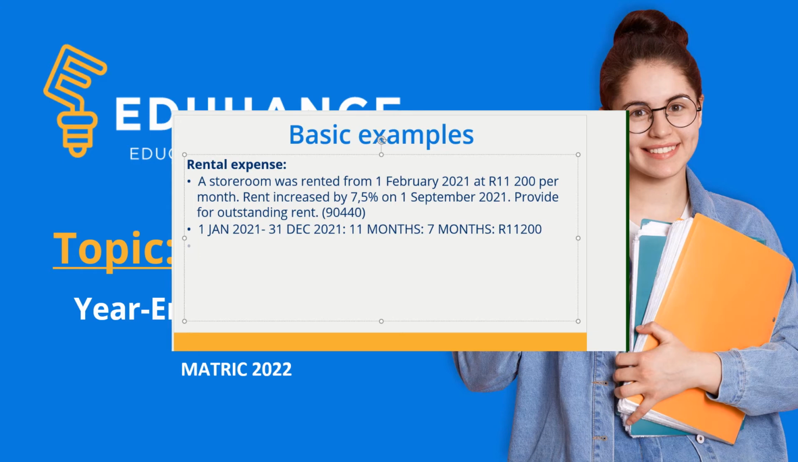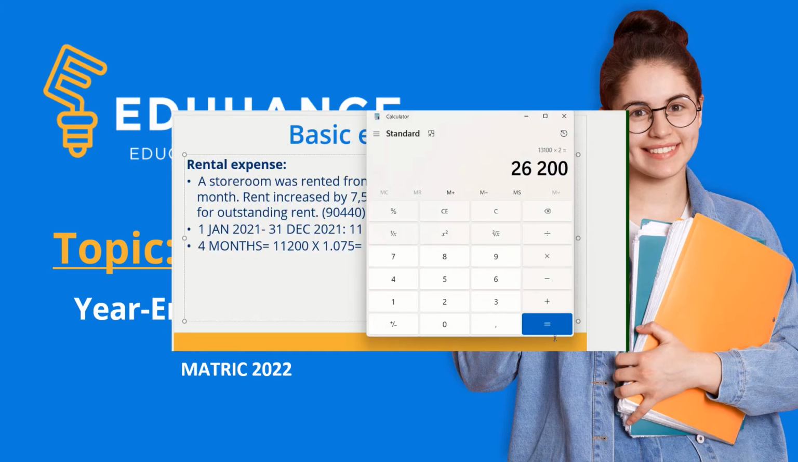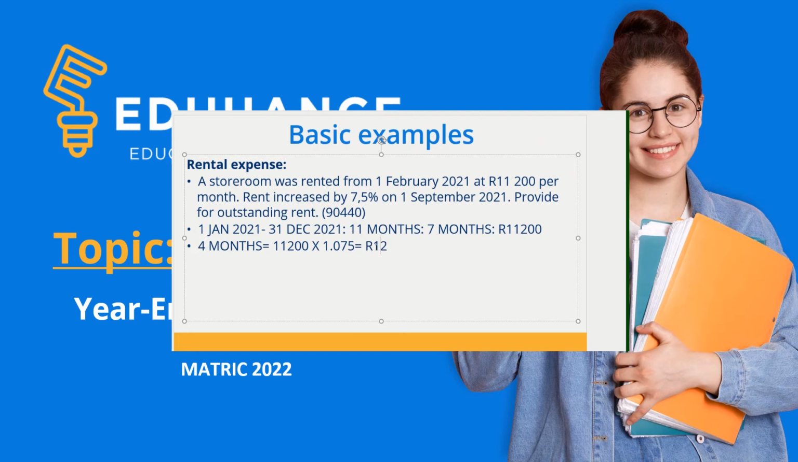Then for September, October, November, December, which is 4 months, we have to pay an amount of 11,200 times 1.075. So that's the 7.5% increase. And we bring up our calculator. Then the monthly amount goes to 12,040.